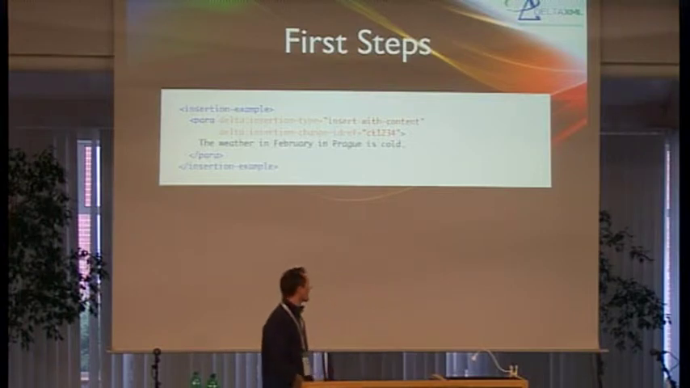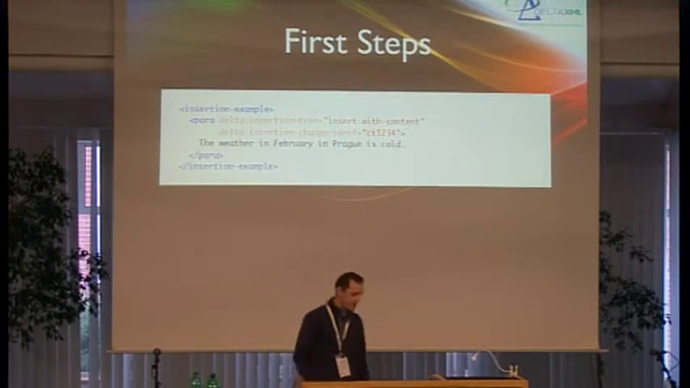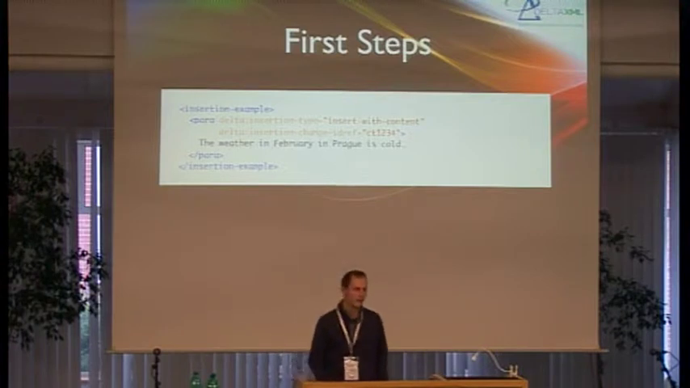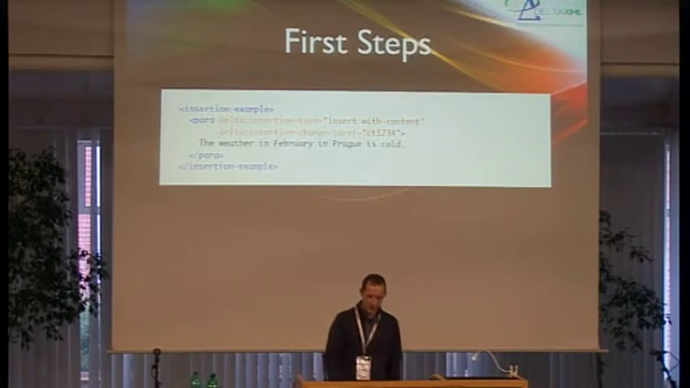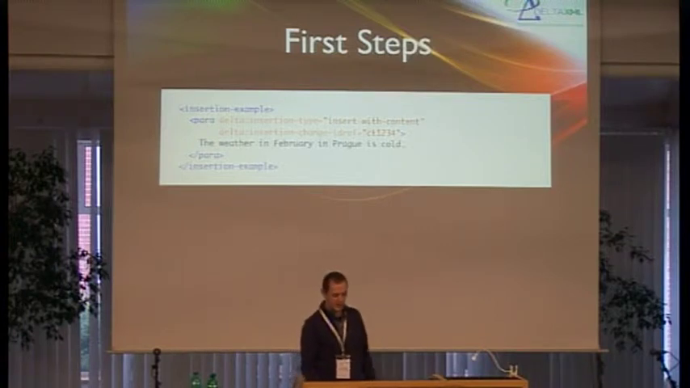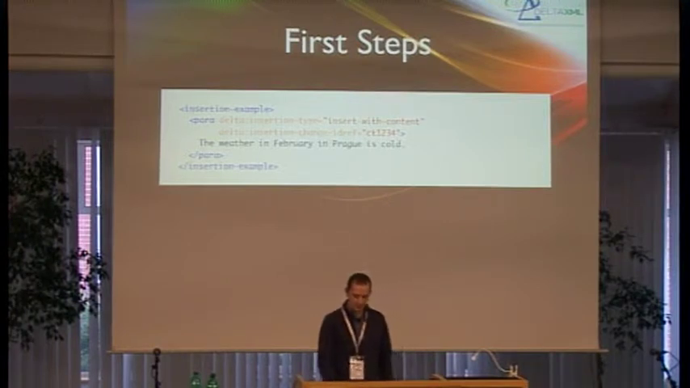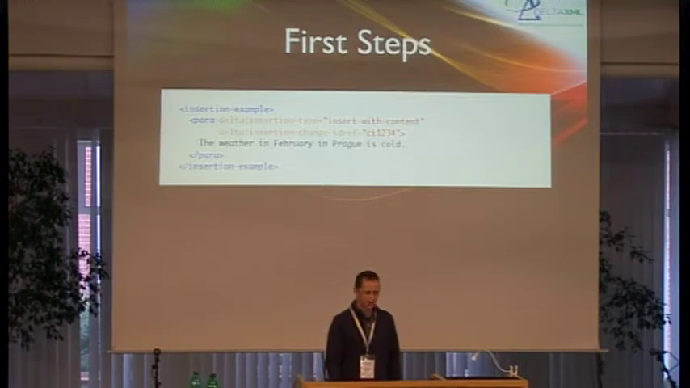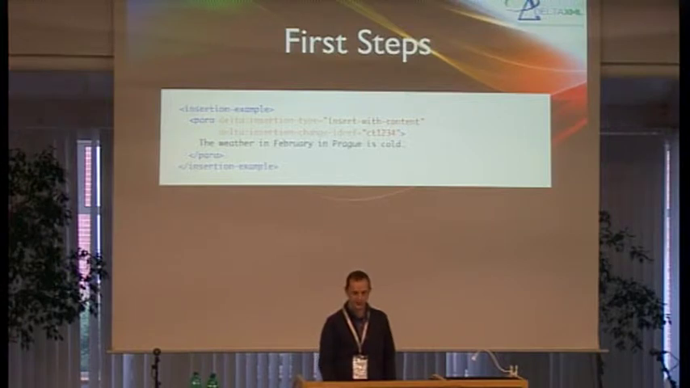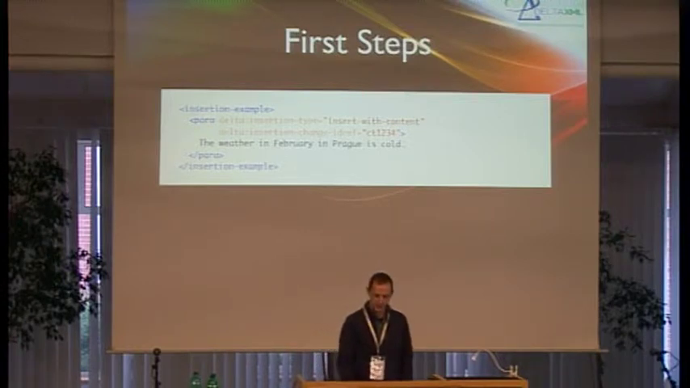So this paragraph has been inserted. The weather in February in Prague is cold. Perhaps they don't agree with that here, but I feel like it's cold. The way that paragraph has been shown to be inserted is with these two attributes in the Delta namespace. We've got an insertion type, which at the moment is insert with content. There are other values for that attribute, which we'll come on to later. And then there's a reference to the change transaction I mentioned earlier. That's an arbitrary identifier, which here is the CT1234.